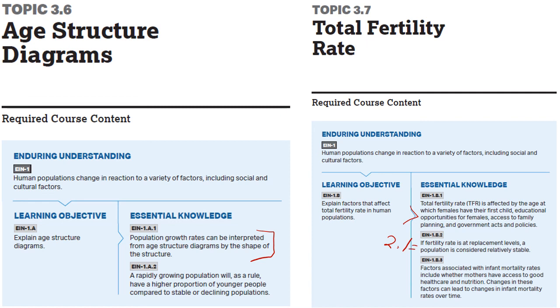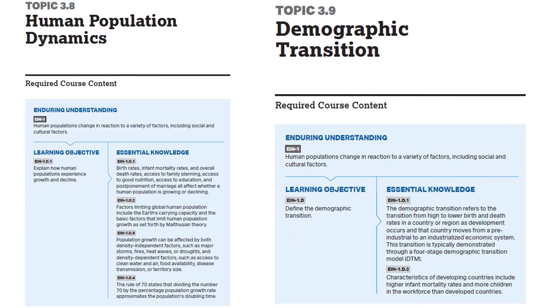And factors associated with infant mortality rates include whether mothers have access to good health care and nutrition. Changes in these factors can lead to changes in infant mortality rates. Essentially, the higher health care and nutrition that they have, the lower the infant mortality rate, as well as the lower the maternal mortality rate. And then moving on to human population dynamics, birth rates, infant mortality rates, and overall death rates, access to family planning, access to good nutrition, access to education, and I can never say this word, postponement of marriage will affect whether a human population is growing or declining.